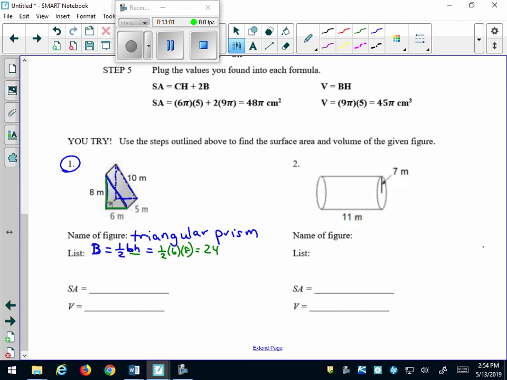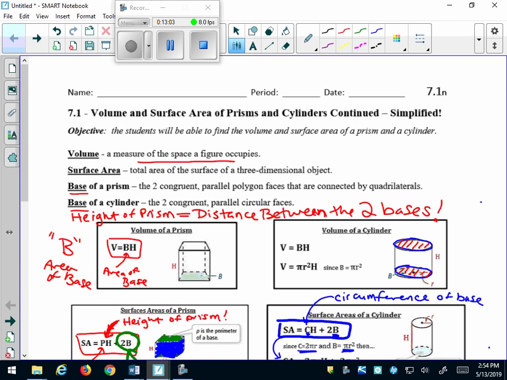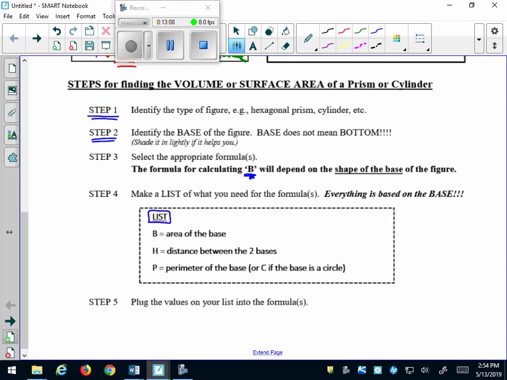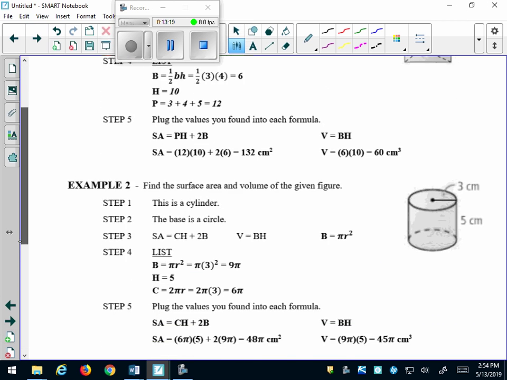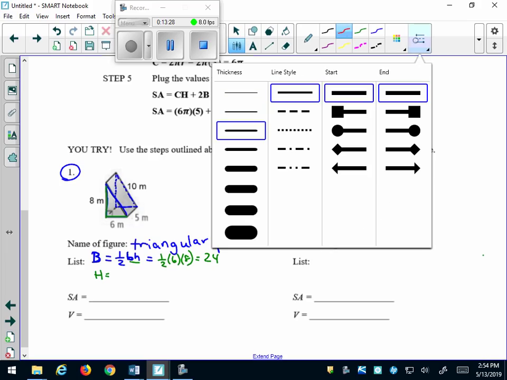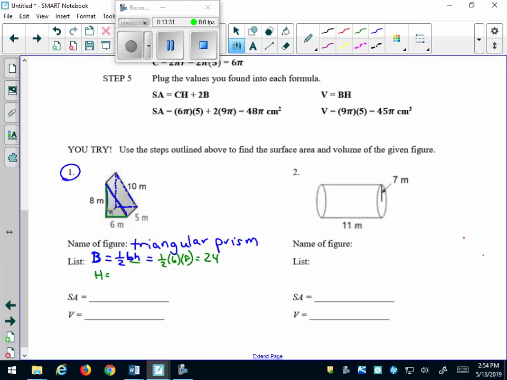That's our capital B. Now, the next thing we need in our list is capital H, or the height of the whole prism. Again, we identified that as the distance between the two bases. So if we look at this diagram again, we've identified the two triangles as the two bases. What is the distance between those two bases?